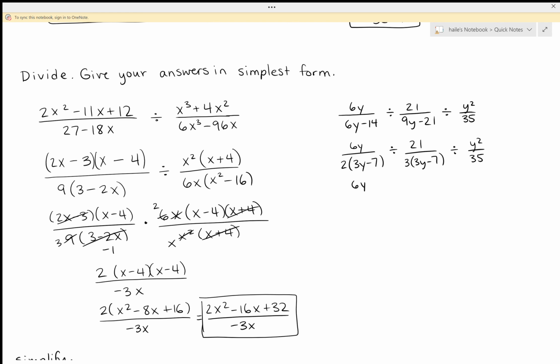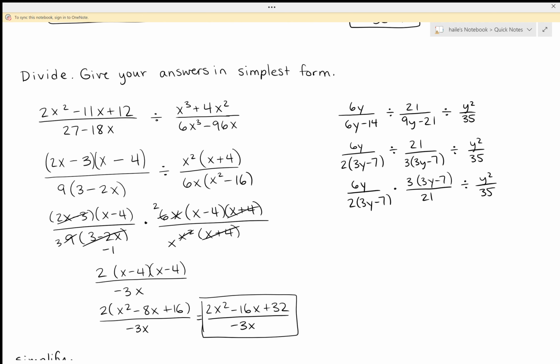So I'll keep 6y over 2 times 3y minus 7, change it to multiplication, and then I'll get 3 times (3y minus 7) over 21. And then I'll just copy the rest of the problem for now. So divided by y squared over 35.